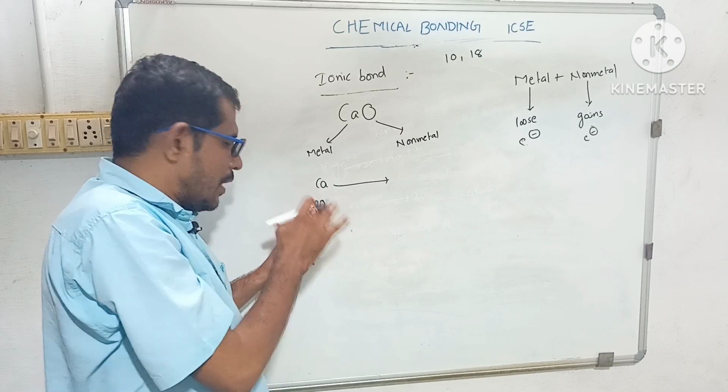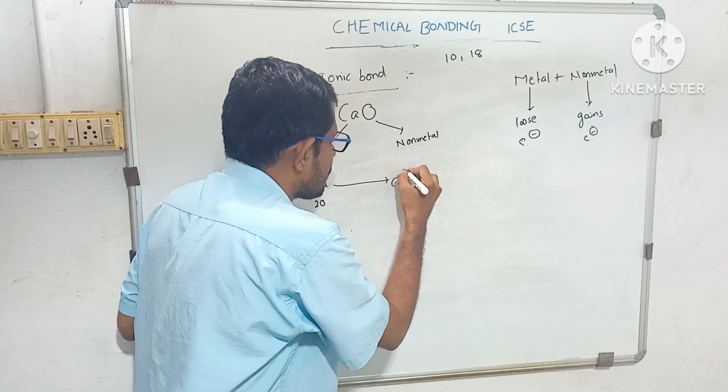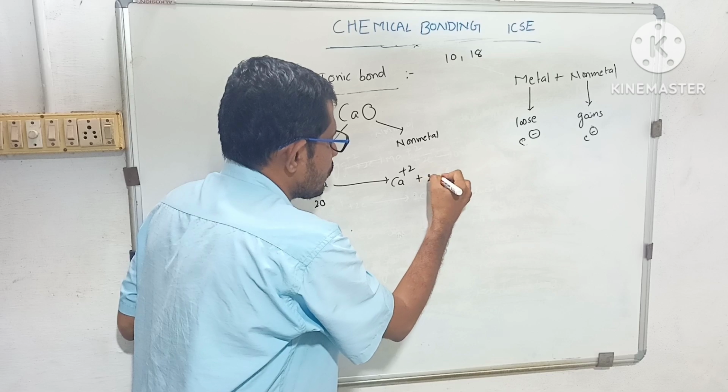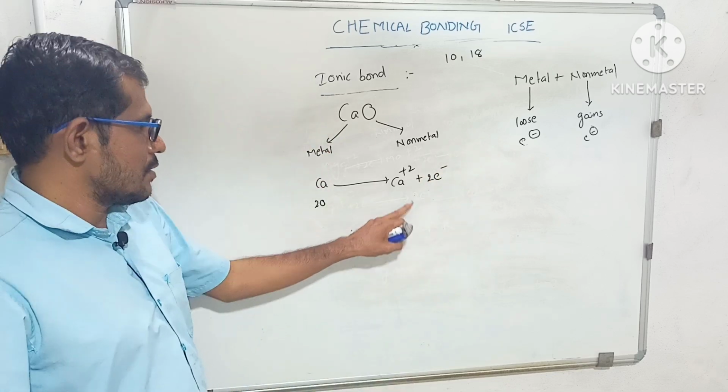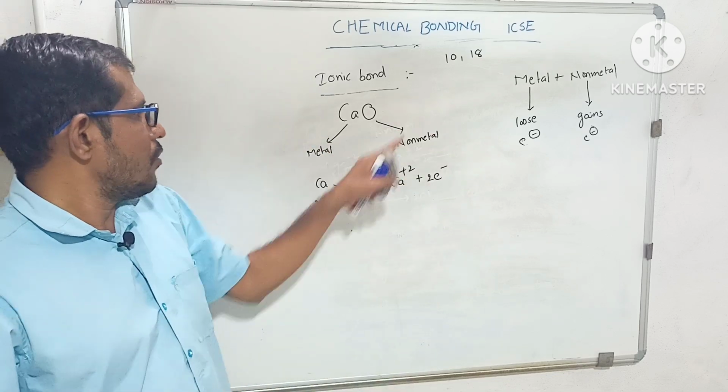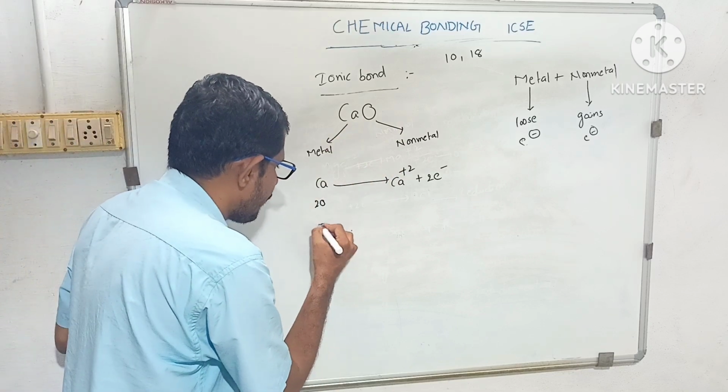So by losing 2 electrons, it will become stable. So it will become Ca2+ plus 2 electrons. Now what do we have? Oxygen, right?